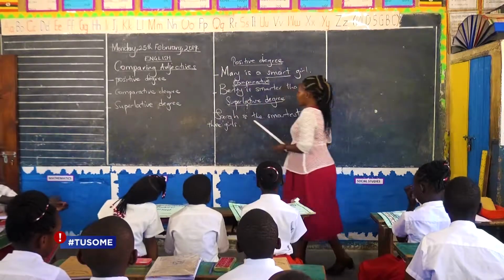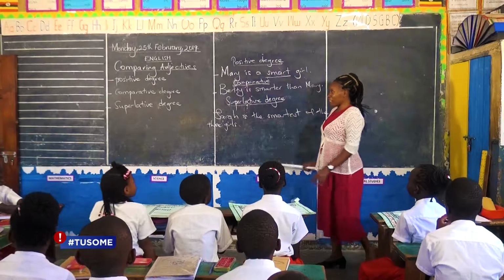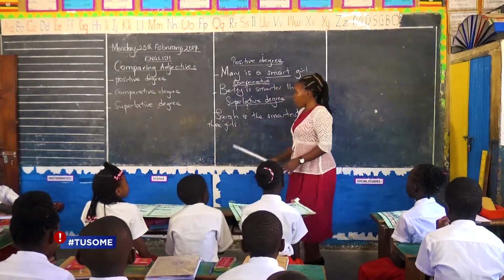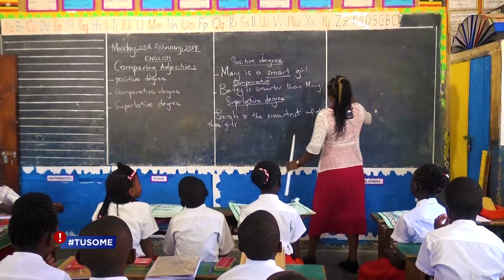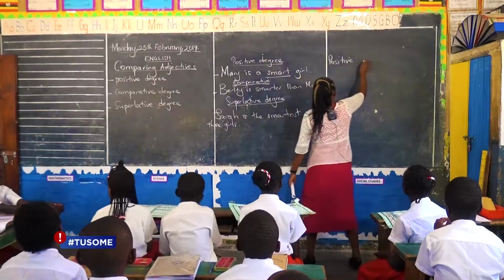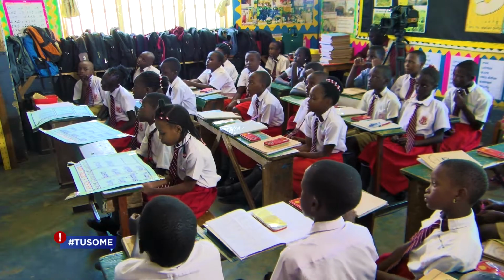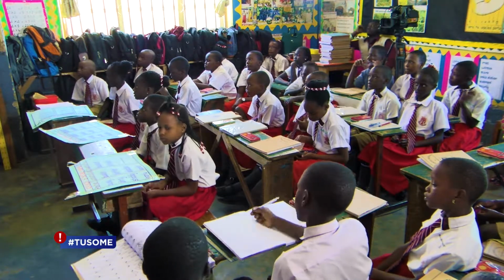So then, we are going to look at the adjectives in those degrees. Now we have looked at the sentences. Now we are just going to draw the table like this: positive, comparative, and the superlative.